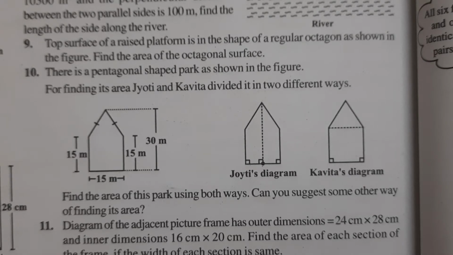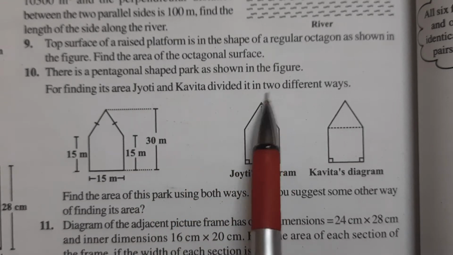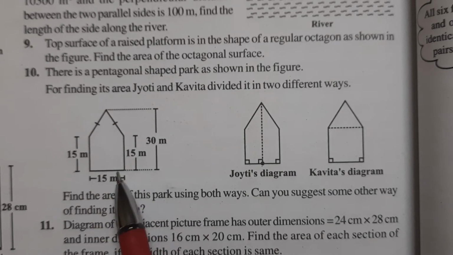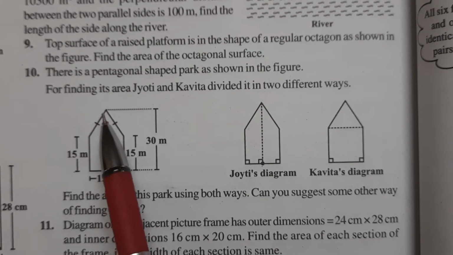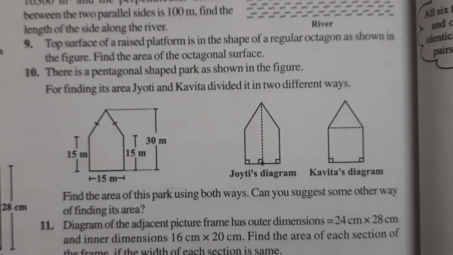Now let us see question number 10. There is a pentagonal shaped park as shown in the figure. For finding its area, Jyoti and Kavita divided it in two different ways. So here you can see a pentagonal park. Pentagonal means a polygon having 5 sides.